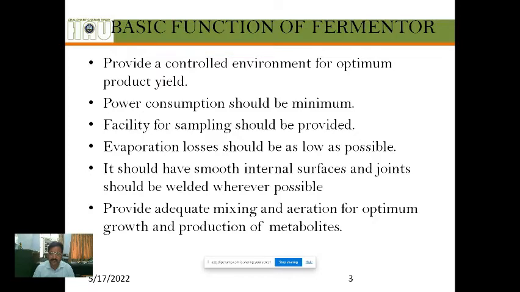And the internal surfaces at the joints must be as smooth as they can. Because if it's not smooth, the bacteria, which are common contaminants of the bioprocess, may harbor there, may grow there, and may form a biofilm. Thereafter, it's very difficult to remove from the process, and it will continuously contaminate one batch and another batch. Yes, it must also provide adequate mixing and aeration for optimal growth.